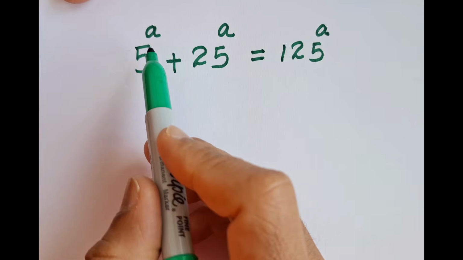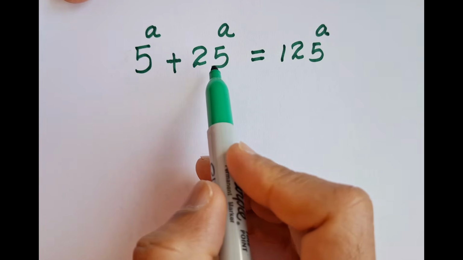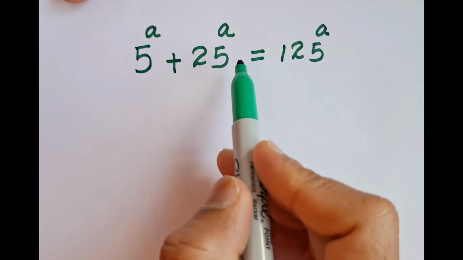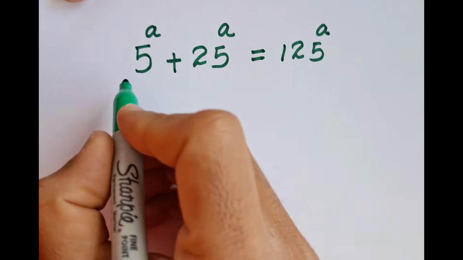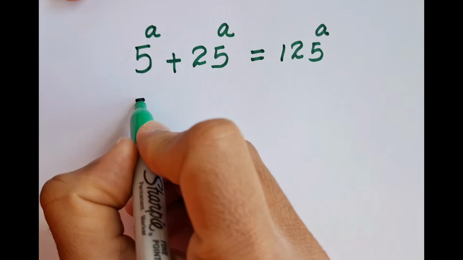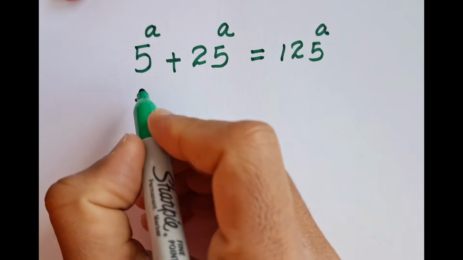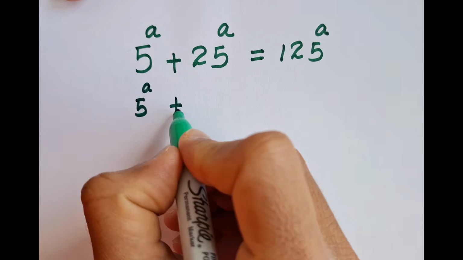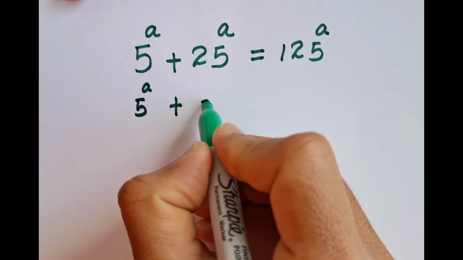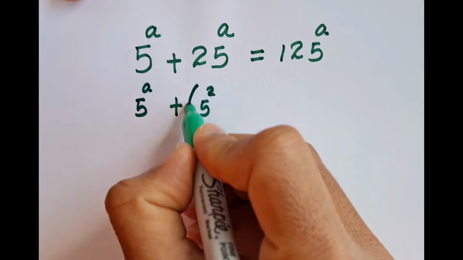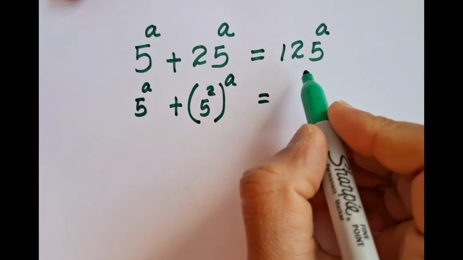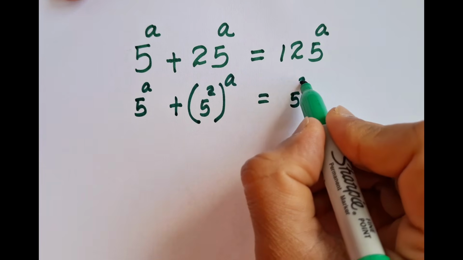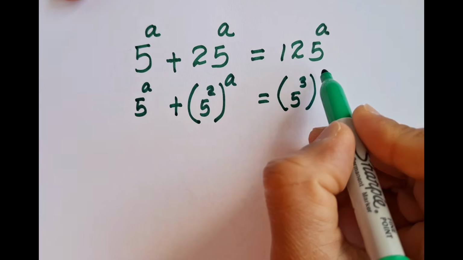It is given that 5 to the power a plus 25 to the power a equals 125 to the power a. So we need to find the value of a to satisfy this equation. I can rewrite the equation as 5 to the power a plus 5 squared to the power a equals 5 cubed to the power a.